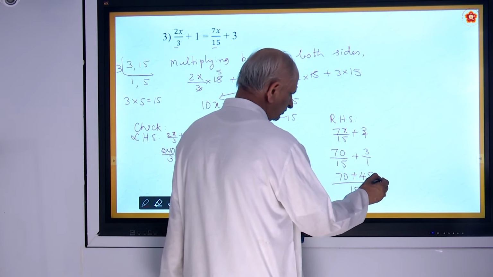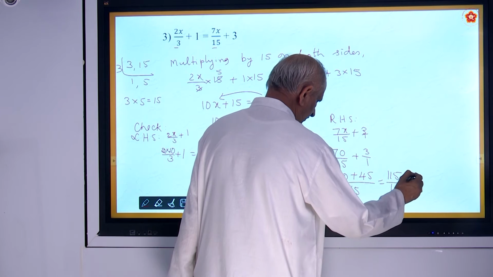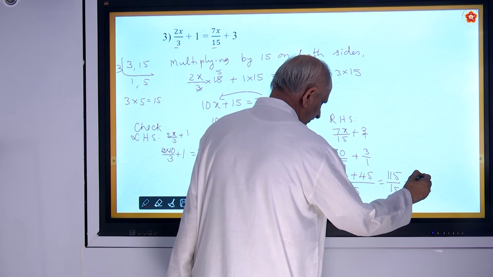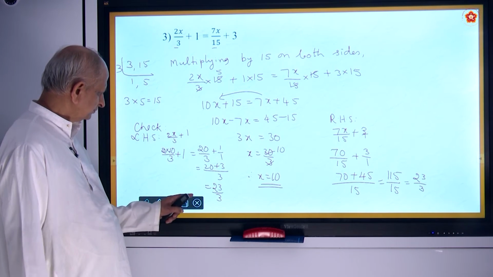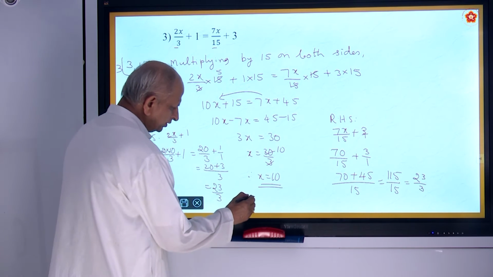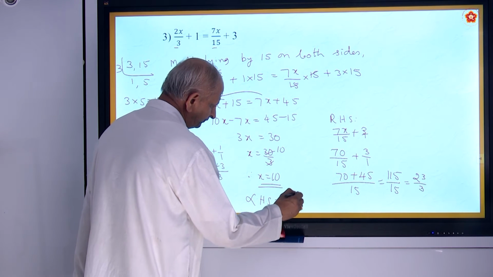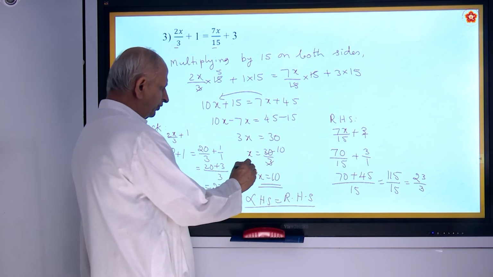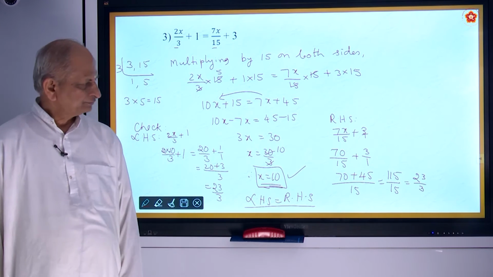That becomes 115 by 15. That is 5 2s are 10, 15, 5 3s are... So beautiful. See here. Here also 23 by 3. There also 23 by 3. What do you observe? Therefore, left hand side is equal to right hand side. Or you can say value of x is equal to 10 is correct.